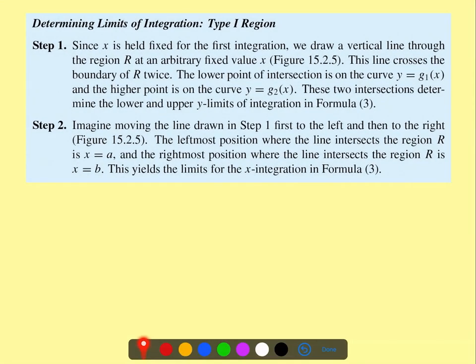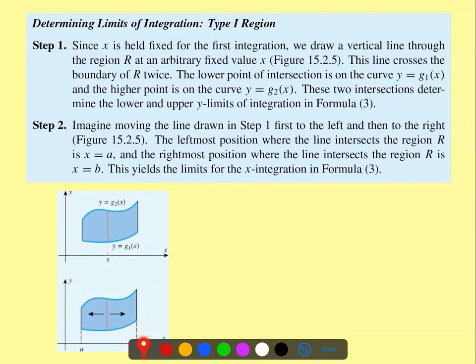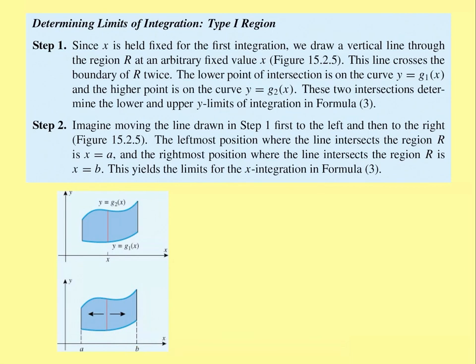This you can read on your own. It's basically describing how you can do this in 2 steps, but it's basically just what I said in reverse order. So I actually prefer to do step 2 first, as I discussed, where we're going to think of x as going between a and b, as in this picture on the bottom here. And for each fixed x, we draw a vertical line, and we see that y is going from the bottom curve g1 of x to the top curve g2 of x.